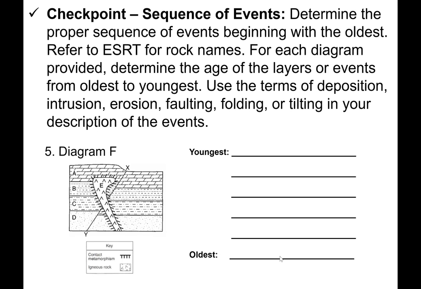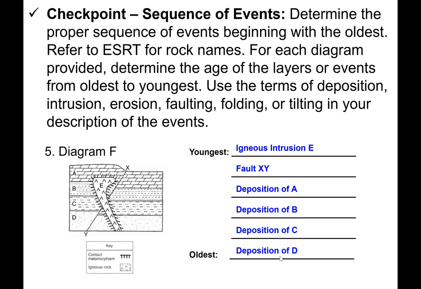Now in this one, we see an igneous intrusion and a fault. What we're going to need to discover is: is the fault older or younger than the intrusion? Notice how the intrusion is not faulted. So our igneous intrusion is the youngest. It's not faulted, so it happened after the fault. Then we have our fault XY. Then we'll go down through our layers of deposition of A, B, C, and then D.